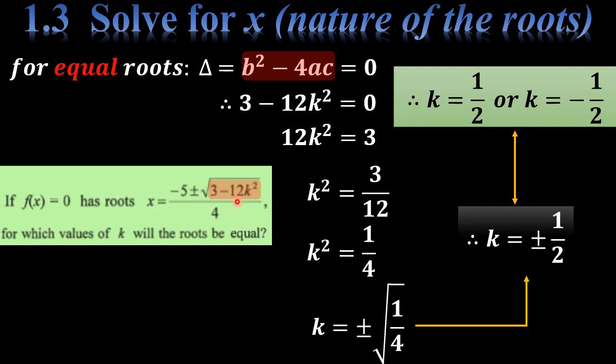So whatever you see in the radical sign is your discriminant, and it's the one that will determine the nature of the roots. So revise. Remember, when will roots be equal? When will roots be unequal? When will roots be rational, irrational? When will roots be non-real? So on and so on.